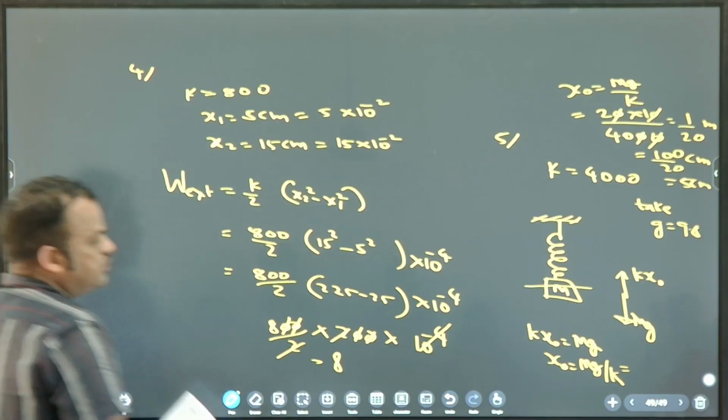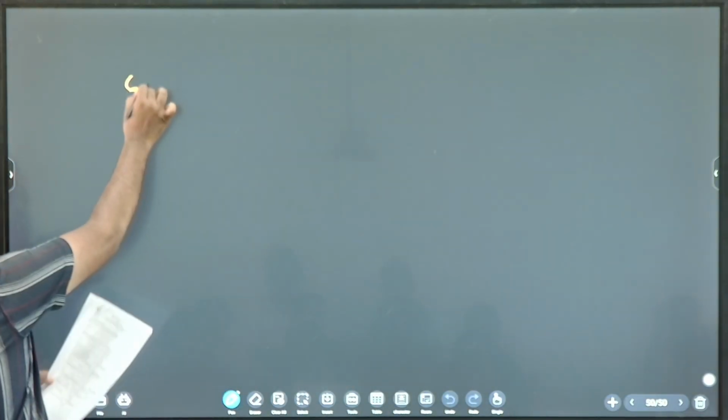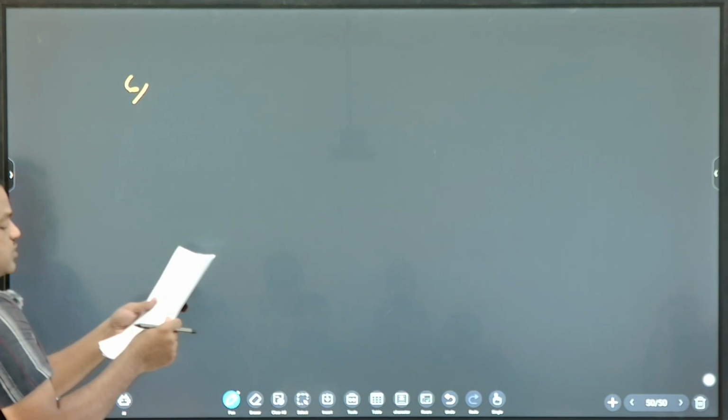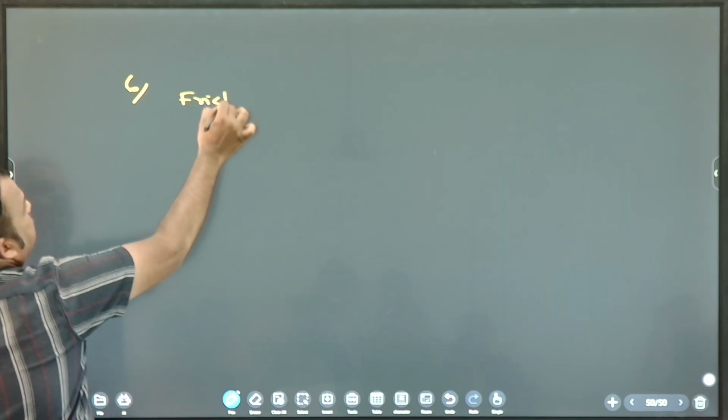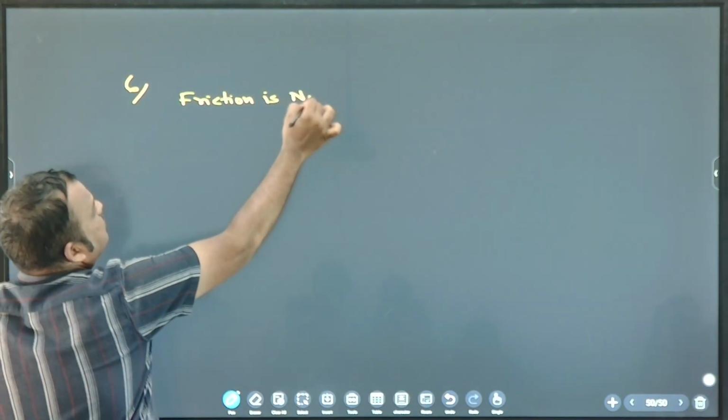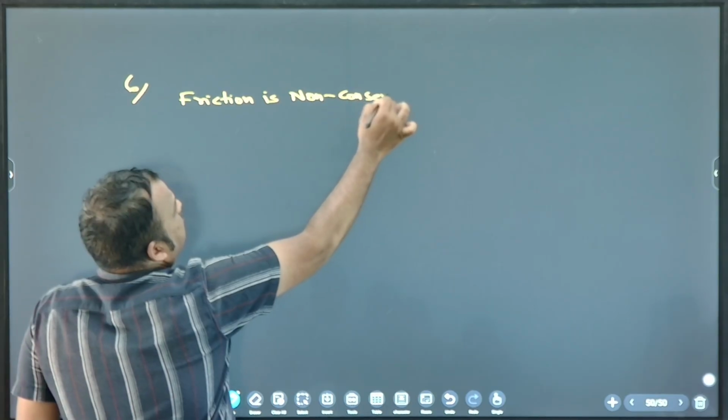Okay, sixth. Which one of the following is not conservative? Friction is non-conservative.